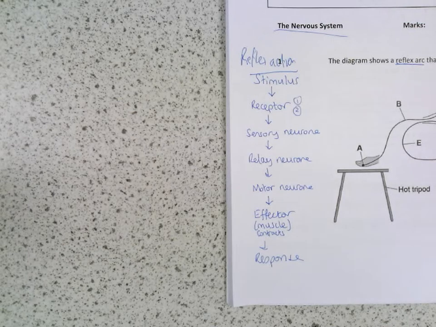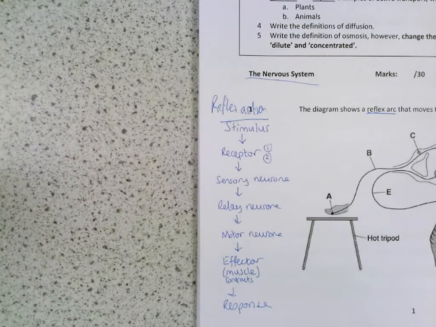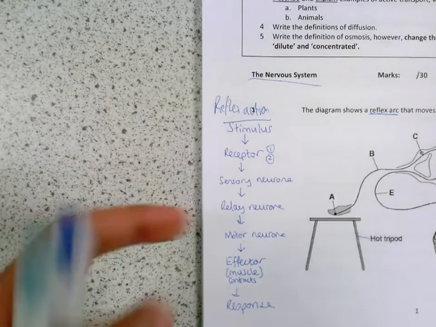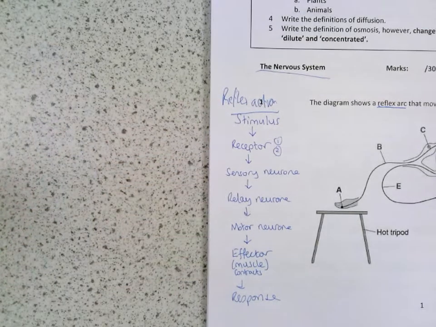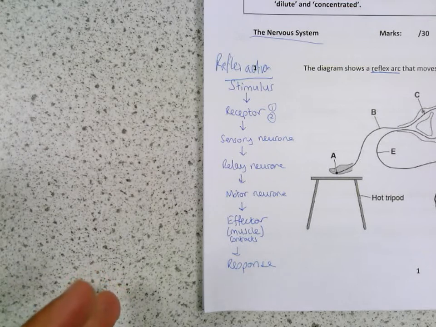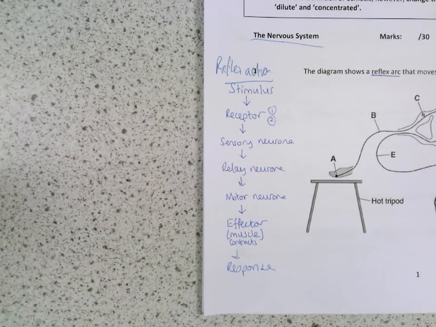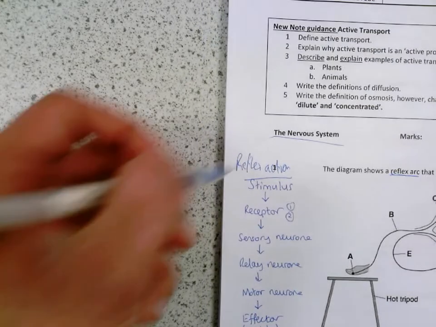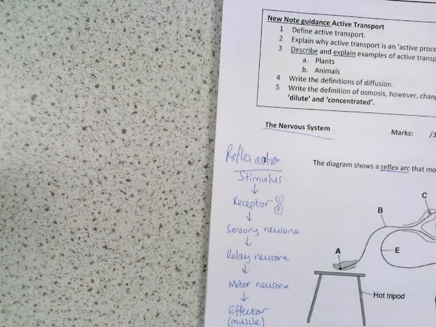Welcome to the exam marking video for the nervous system. Now before we do this exam marking video, this is a summary of the key things you need to know that pretty much all the questions link to. Now whenever we have a question about the nervous system, we need to understand there are two types of responses.